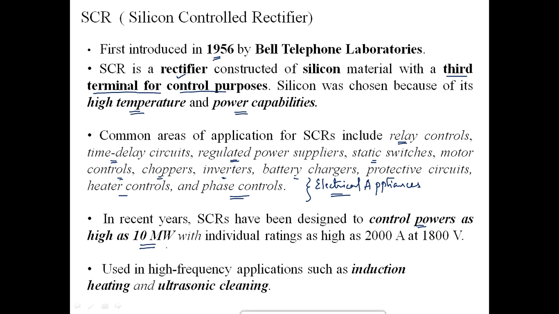We cannot use our CMOS devices for high power circuits. MOSFETs can be used to a certain extent, for mid-range powers, but we normally use them in low power applications. Whereas SCRs can be used for extremely high power applications, with individual ratings of 2000 amperes, very huge, at 1800 volts. So these are definitely high power devices. They are used in high frequency applications such as induction heating and ultrasonic heating. So in induction coils and microwave ovens, we will be using these SCRs.